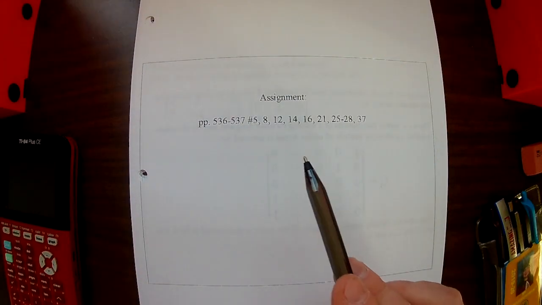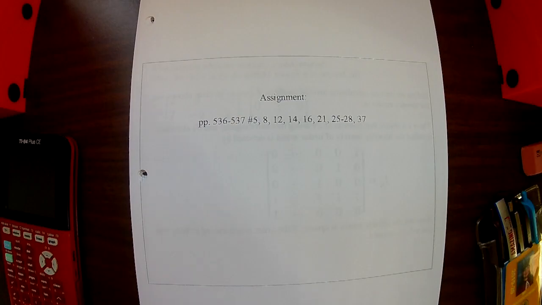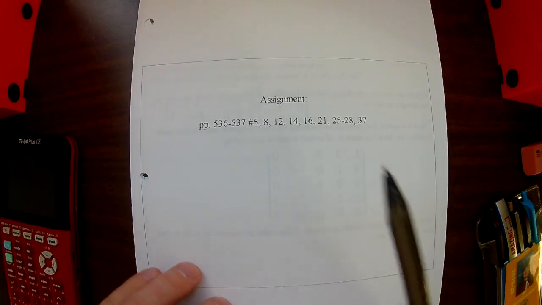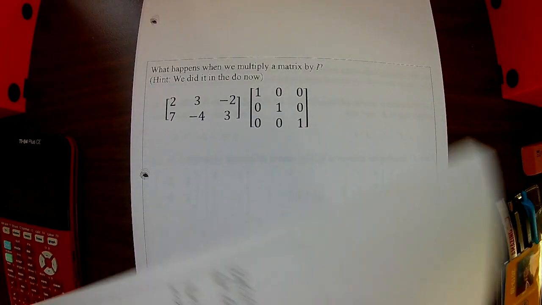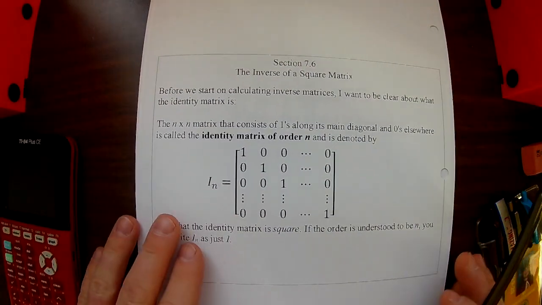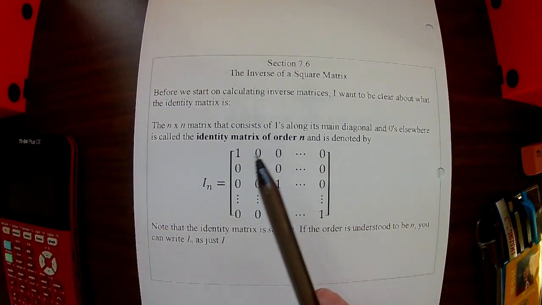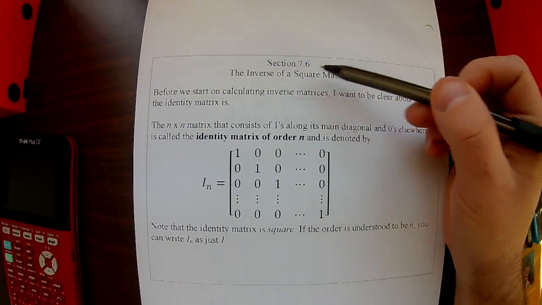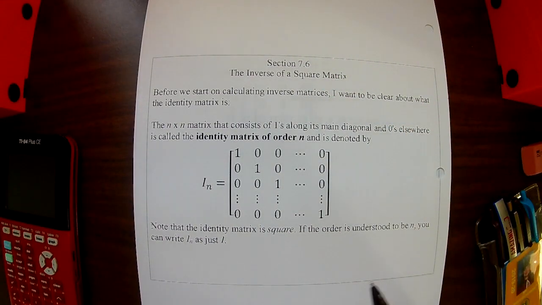Here's the assignment that was assigned during the last lesson. You can find a link to the PDF of my answers on my website. So here we go. Today we are talking about section 7.6, the inverse of a square matrix.